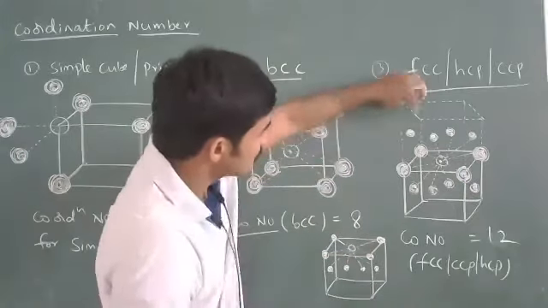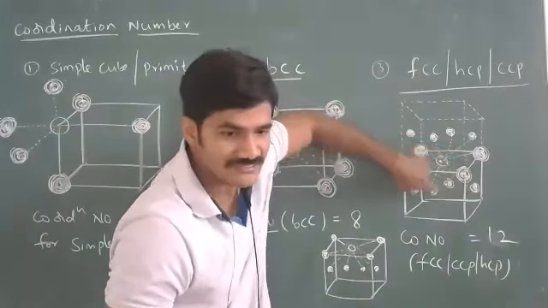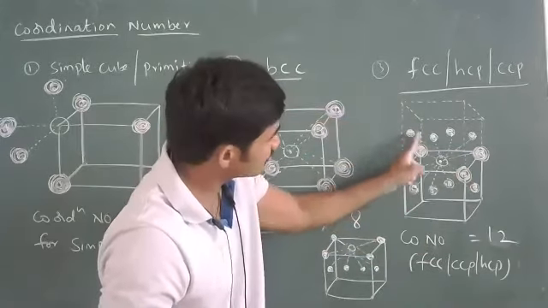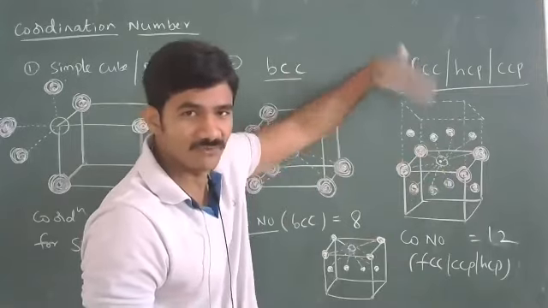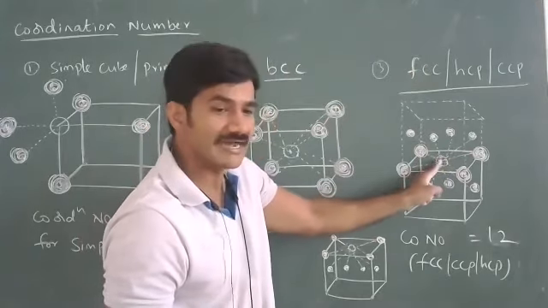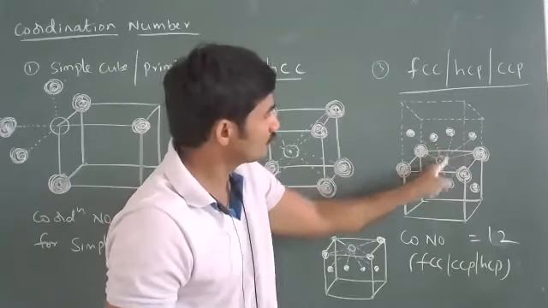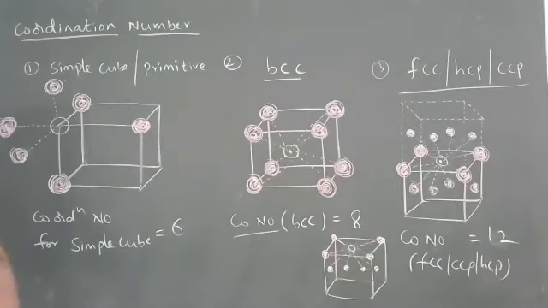Now above this, these are also the same. 1, 2, 3, 4, face centers are there 4. Similarly, face centers 4 above this. Okay, above this, if we take one more unit cell, we will find the adjacent face centers for this atom. 1, 2, 3, 4. Okay, total 12. Is it clear?